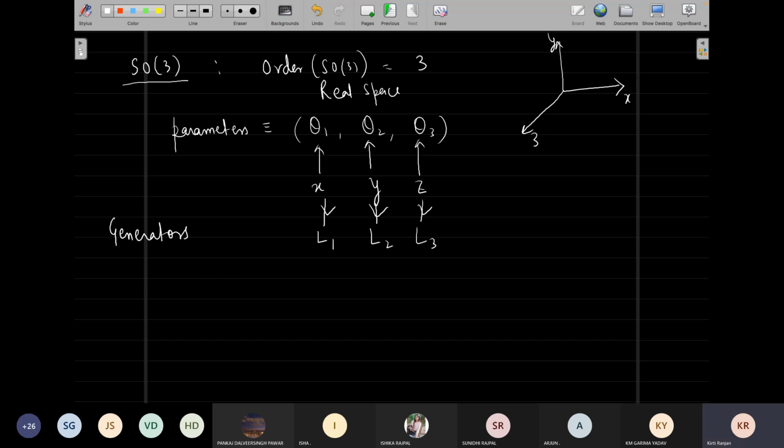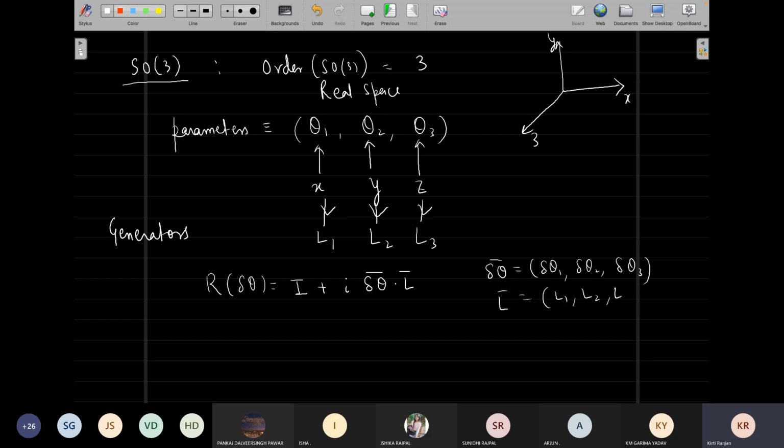Generator means what? Remember that R of delta theta, now in three-dimensional space, is written as I plus delta theta vector times L vector. You can think of the delta theta vector as composed of delta theta 1, delta theta 2, delta theta 3, and the L vector composed of L1, L2, L3, three components. So I plus delta theta 1 L1 plus delta theta 2 L2 plus delta theta 3 L3.